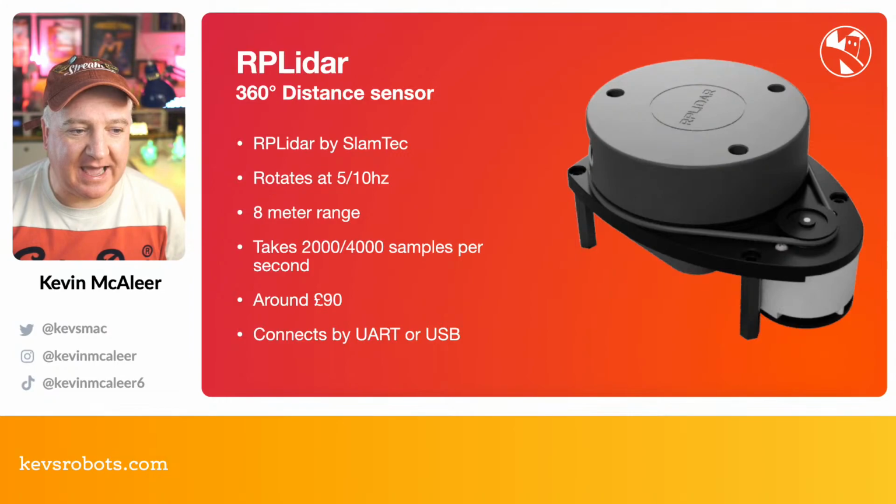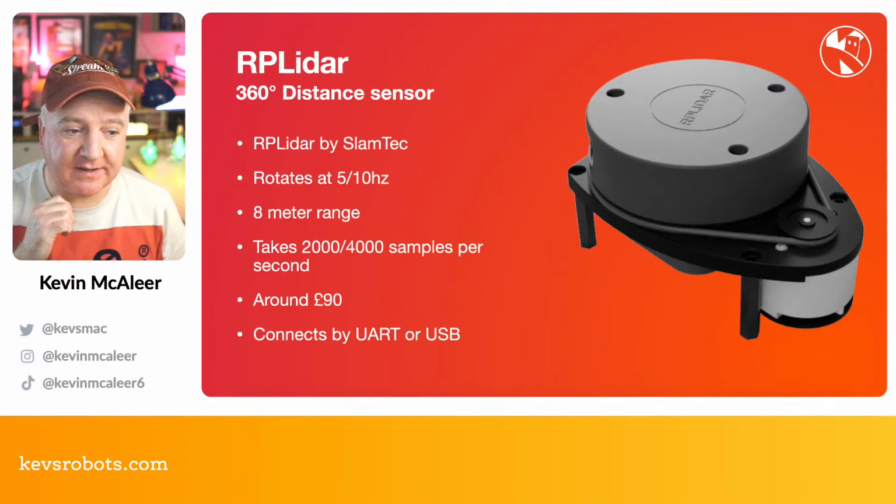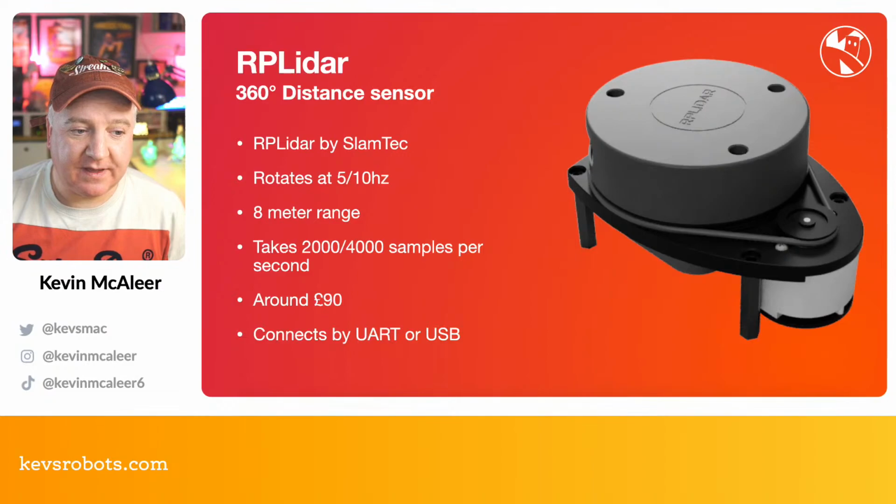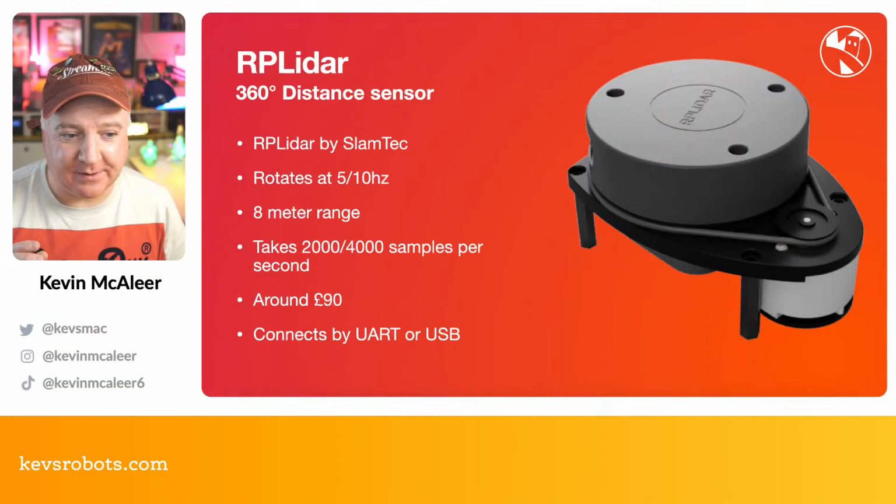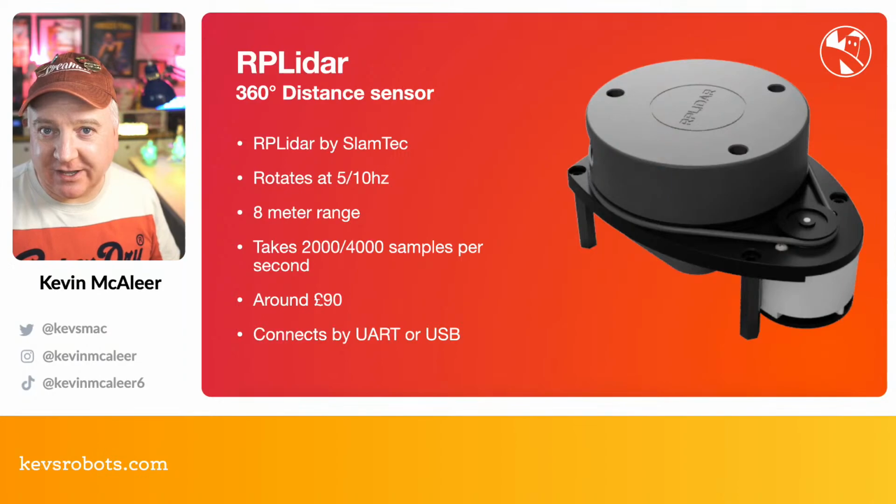It rotates between 5 and 10 hertz, depending on which setting you give it. It has about an 8-meter range, which is pretty good. It takes between 2,000 and 4,000 samples per second. It costs under £90, I think it was about 88. It may have gone up in price now, and they might not even supply that one anymore, but it's quite cheap, and it works good enough for what we need. It connects by UART or USB. I've actually got this on the front of the robot connected via USB cable. So that's what we'll be using today.